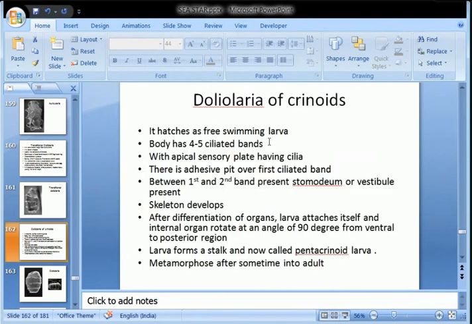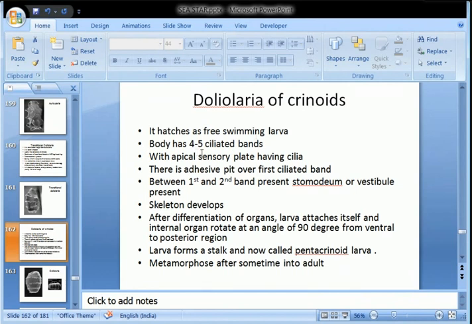Next we come to the doliolaria of crinoids. डोलियोलैरिया ऑफ द क्रीनोइड्स, ठीक है। क्रीनोइडिया एक और क्लास है जो कि कंसीडर करी जाती है स्टॉक्ड, हालांकि उसमें कुछ फ्री स्विमिंग भी हैं. That this class includes these feather stars and sea lilies, etc. So here this doliolaria larva is of that class. It hatches as a free swimming larva.